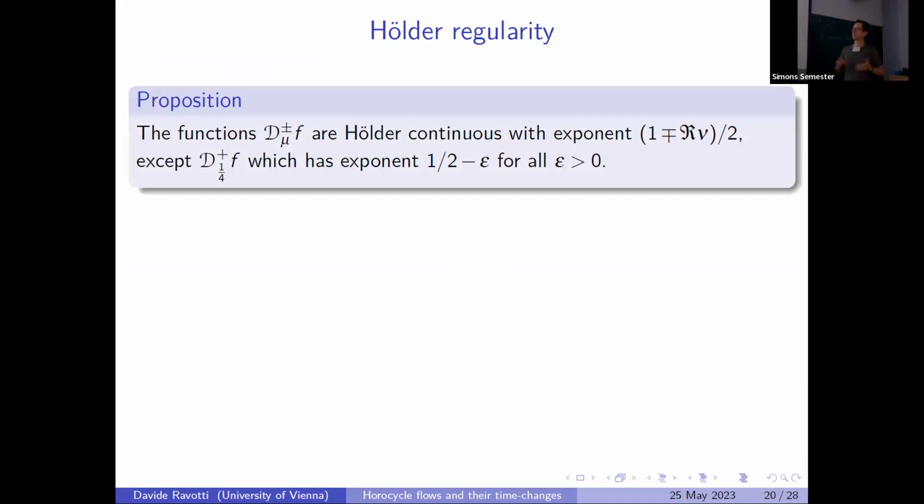And explicit, okay, maybe you cannot, but you can try to extract as much information as you can from the expression you have. So in particular, you can find out that these are Hölder continuous. The function d plus associated to the eigenvalue mu is Hölder continuous with the exponent 1 minus the real part of mu over 2. And the one with the minus has Hölder exponent 1 plus the real part of mu over 2. And again, there are some nuisances at 1/4, and indeed, d plus at 1/4 has Hölder exponent 1/2 minus epsilon for a positive epsilon. So this is just a nuisance.